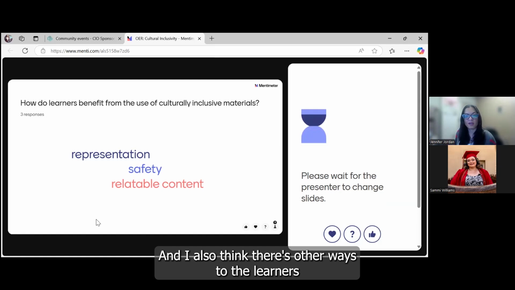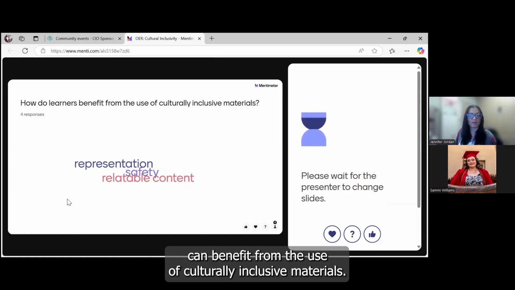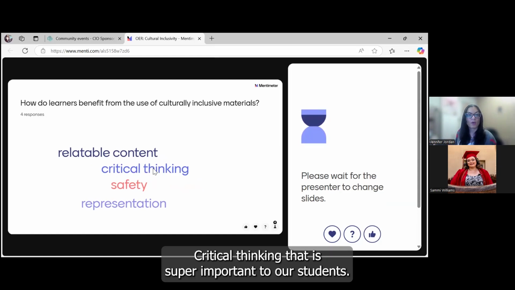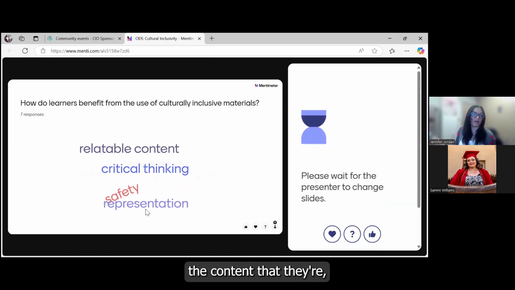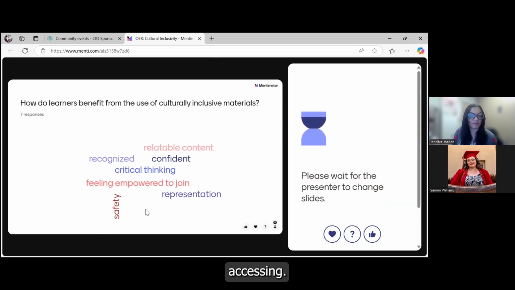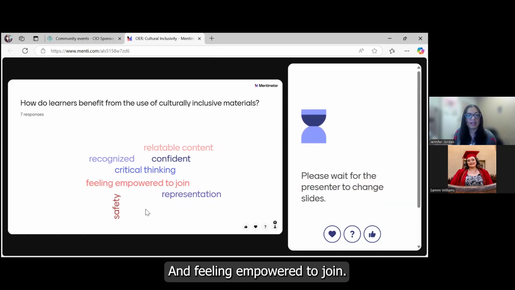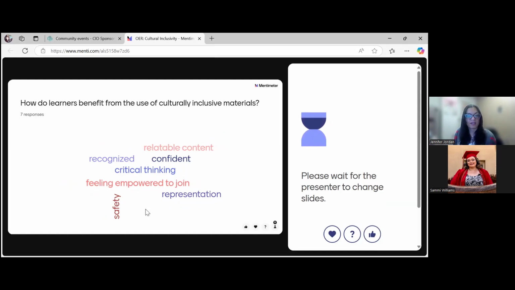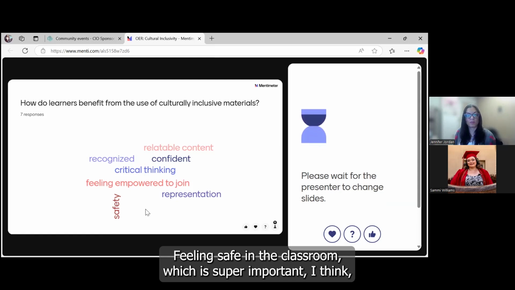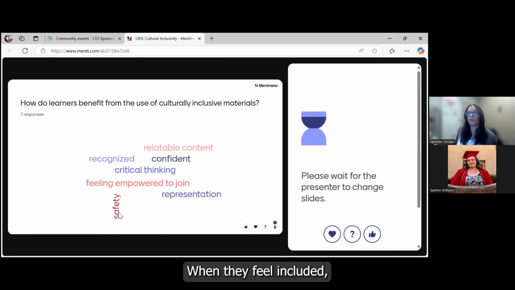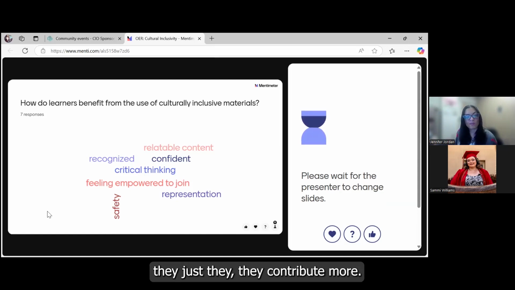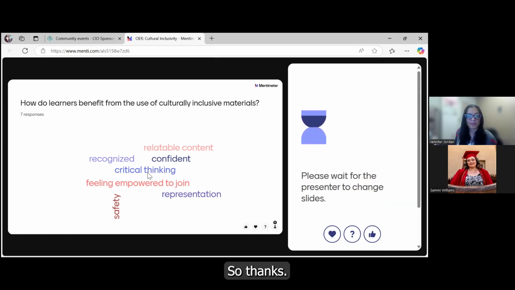And I also think there's other ways too that learners can benefit from the use of culturally inclusive materials. Critical thinking, that is super important to our students. Thinking critically about the material, the content that they're accessing. And then feeling empowered to join, feeling safe in the classroom, which is super important. I think, like from my pedagogical approach, when they feel included, they contribute more.